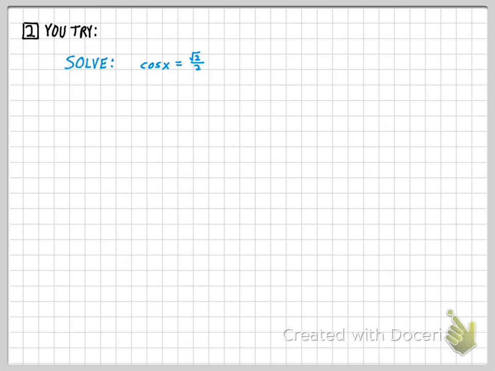Alright, let's try a u-try. Your task is to give all answers to the following equation: cosine of x equals root 2 over 2.